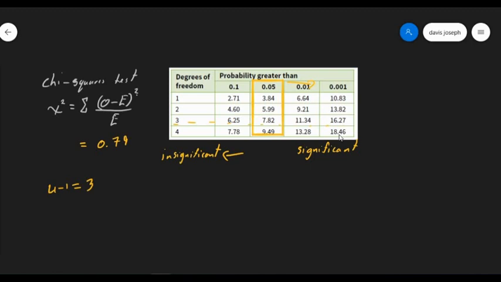So if the difference is insignificant, that would mean we accept our null hypothesis. If the difference is significant, that would mean we reject our null hypothesis. So where does 0.79 fall along this row here? 0.79 probably is not even in the table. It probably falls somewhere all the way over here. So we can say the difference between our observed and our expected is insignificant.